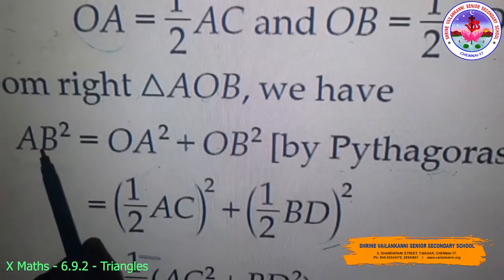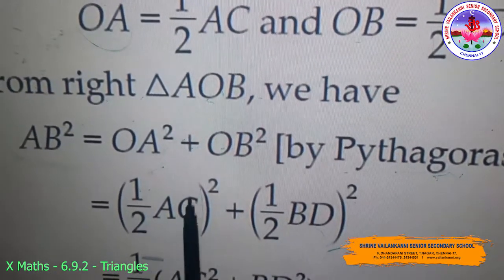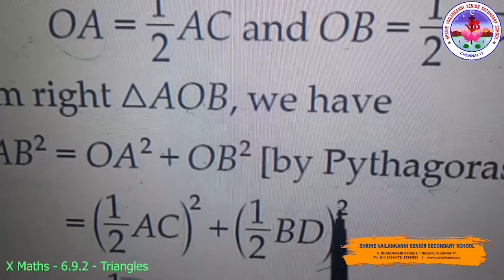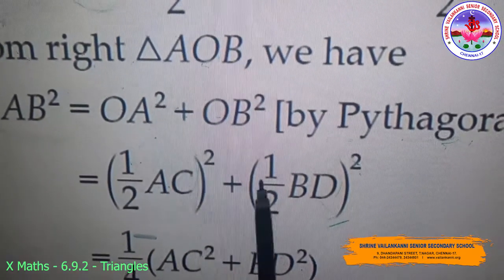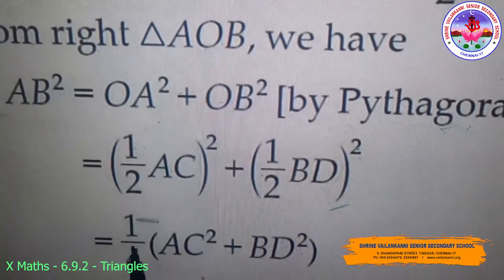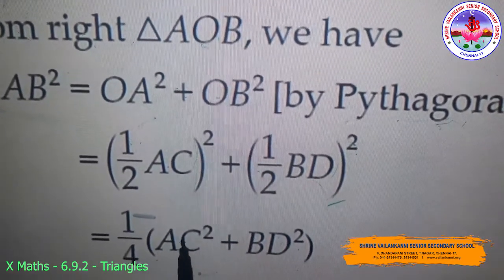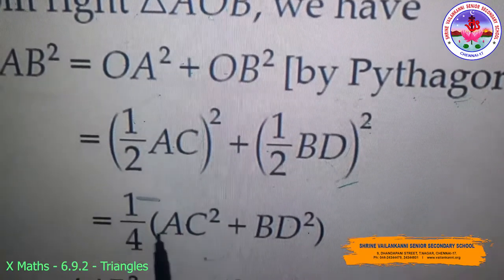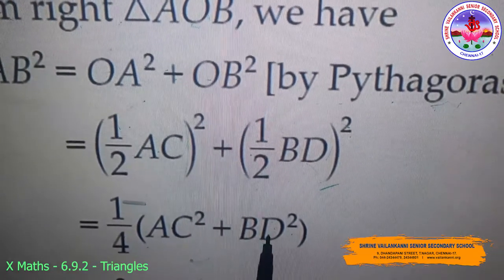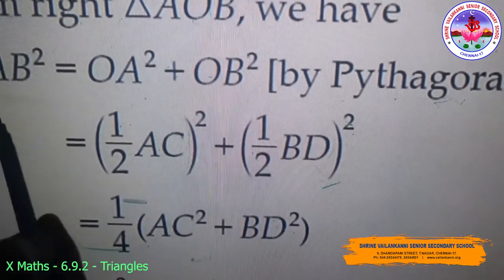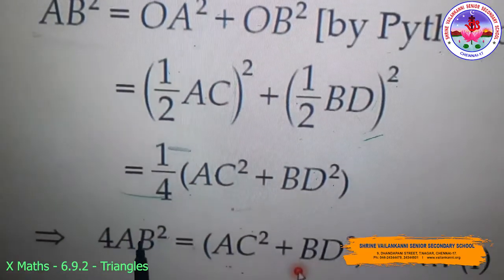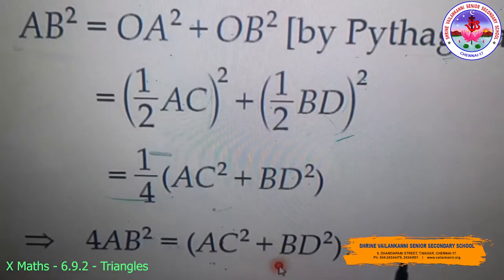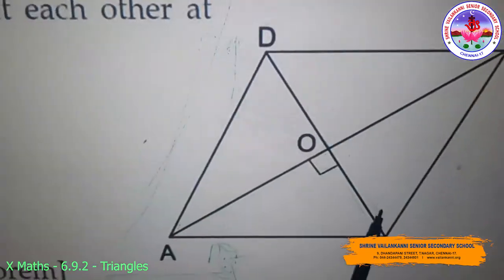So we get AB square is equal to half of AC the whole square plus half of BD the whole square. Now I am expanding. I will get 1 by 4 AC square plus 1 by 4 BD square. Taking 1 by 4 commonly outside, I will get AC square plus BD square. Taking this 4 to the other side, I will get 4 AB square is equal to AC square plus BD square, calling this equation 1.